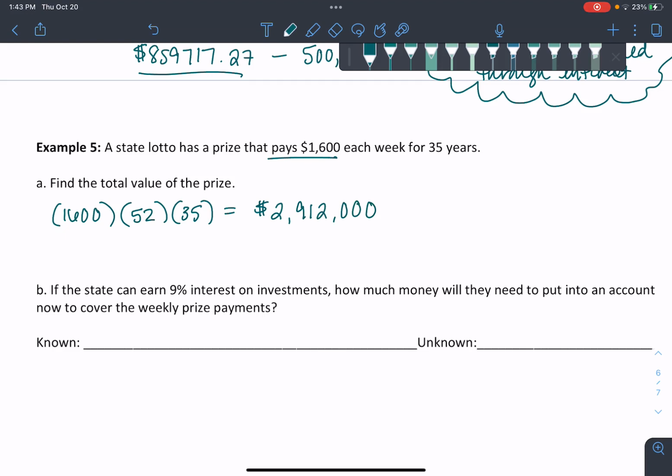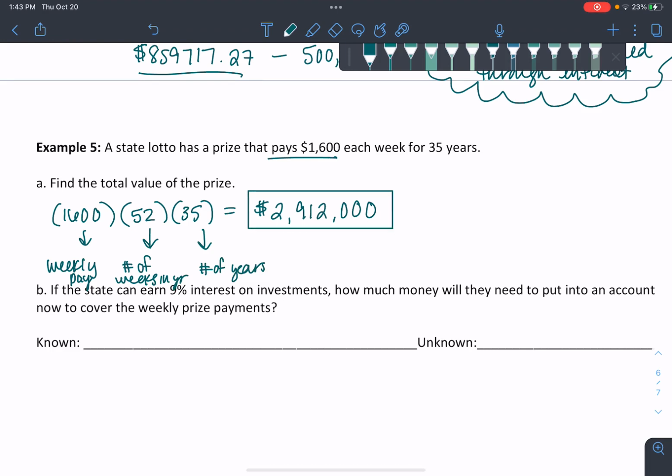And I'm going to write it out for you. So this is the weekly amount. So the weekly pay, number of weeks in a year, and then number of years. So this is the total value of the prize, okay?